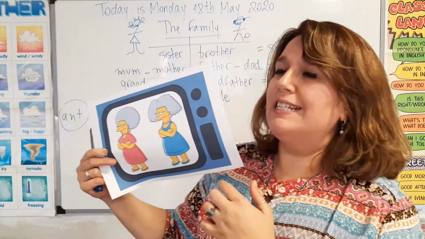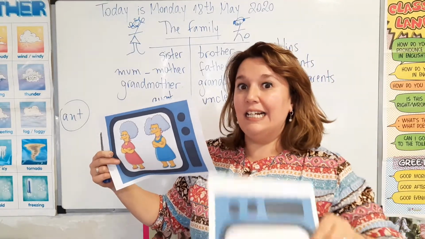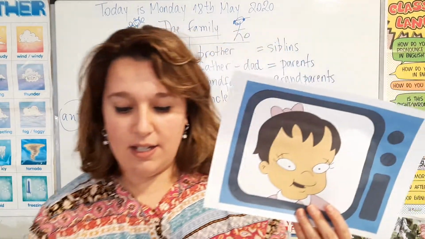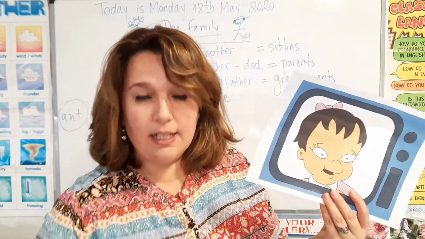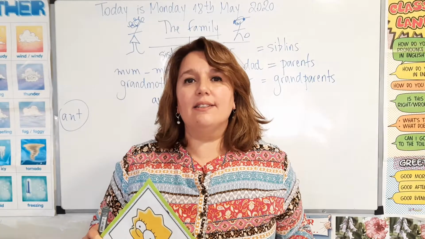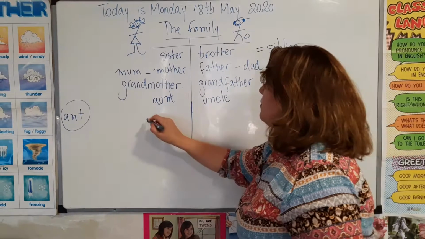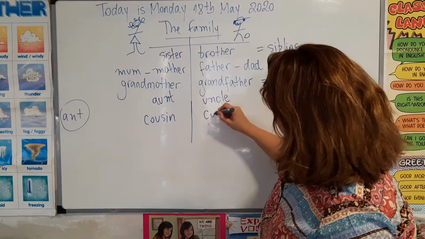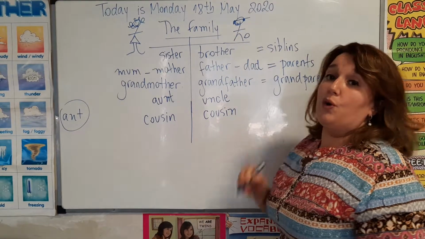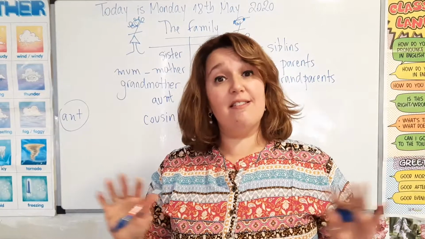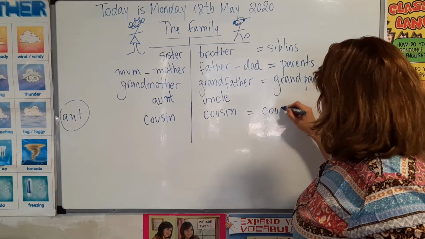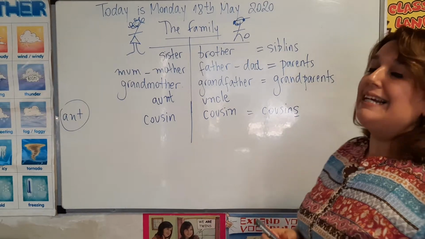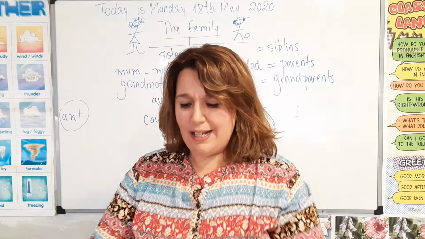Now, what happened with one of these? In one episode, one of Lisa's aunts adopted Ling. Yes, Ling. And what is the relationship between Ling and Lisa? They are cousins. Cousins. So, cousin is for girls. And cousin is for boys. Yes, you don't change. And the plural is cousins.